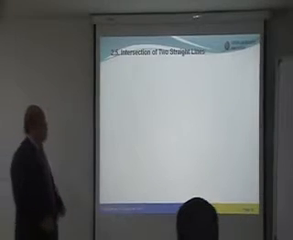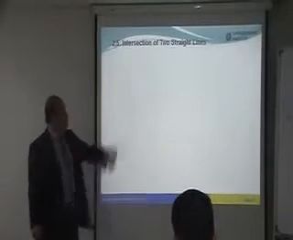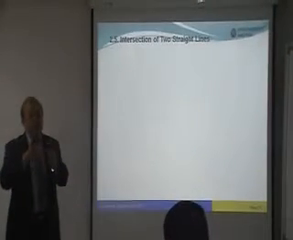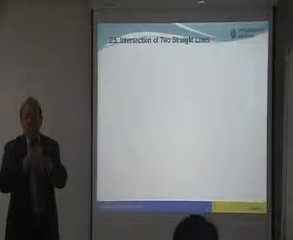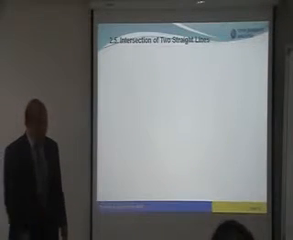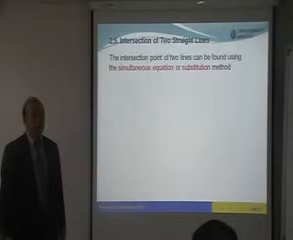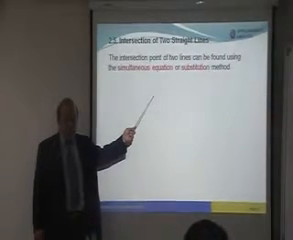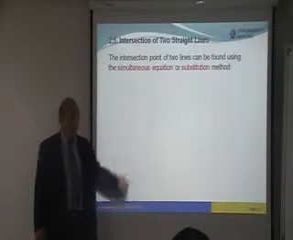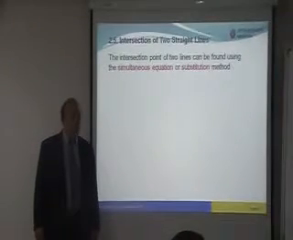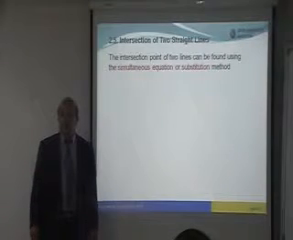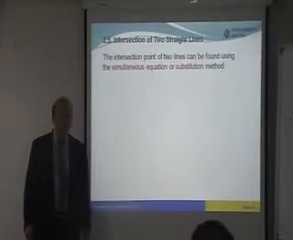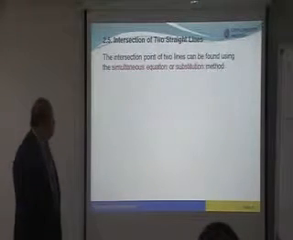Okay, let's look at the next subtopic. Intersection of 2 straight lines. With the 2 straight lines, we want to find out where the 2 lines intersect each other. So we have 2 methods. Either we use simultaneous equation, persamaan serentak. The other one is kaedah gantian, substitution method. Both methods you can use, depending on whether the question is easy or difficult for the method that you're going to use.